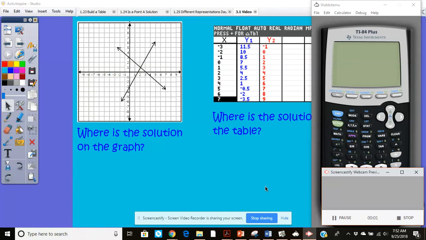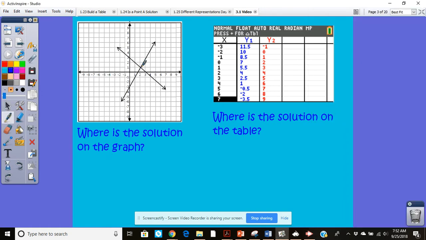This lesson is for 3.1, and we're going to be solving systems of equations today. So systems of equations are two lines on a graph. And so when you're looking at a graph, the solution is always going to be where the two points intersect. So on this graph here, my solution would be at 2, 1. So that point would be the solution to both of these lines.